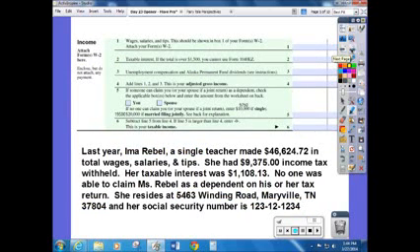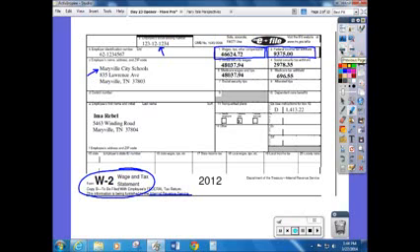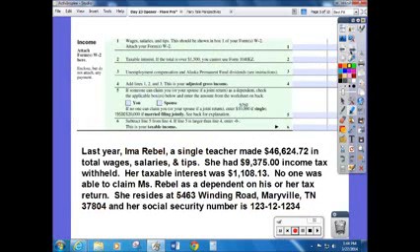Okay, the next section is income: wages, salaries, and tips, which is shown in box 1 of our Form W-2. So going over to your Form W-2, that's box 1 of our Form W-2. We also have that information right here in our instructions. So $46,624.72 is what we have for wages, tips, and salaries.